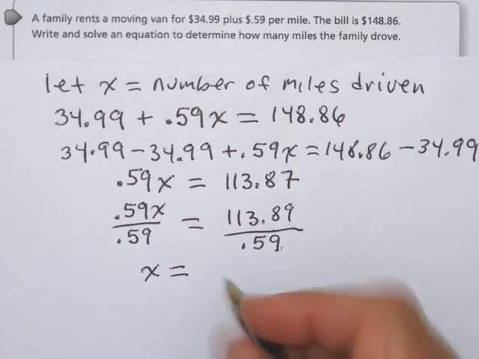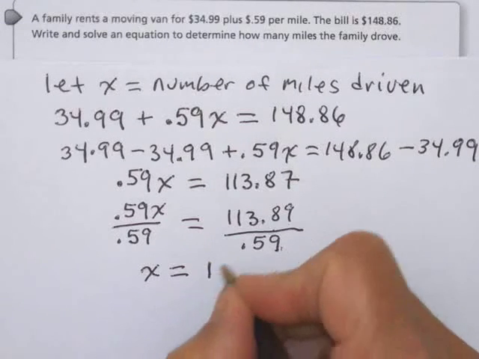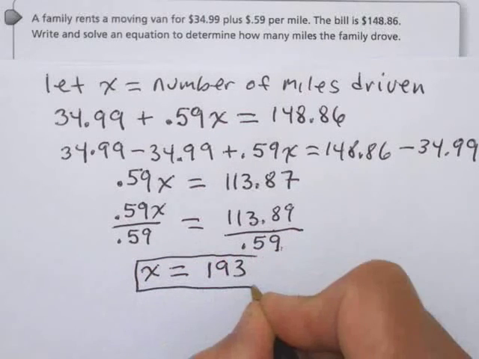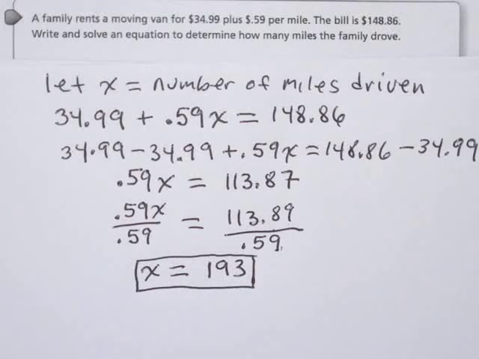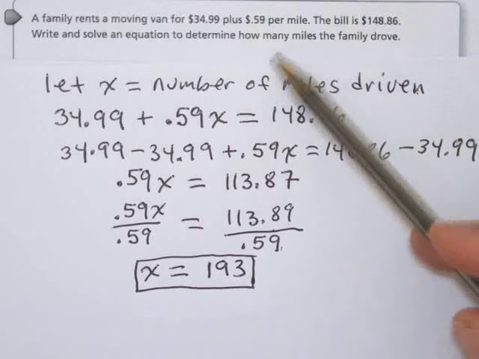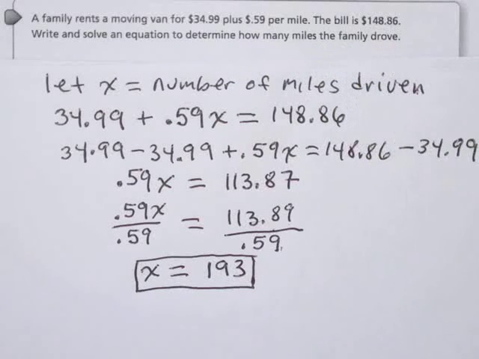And how many is there? If you use a calculator, you'll see that it's 193. Okay. So x equals 193. 193 what? Well, let's go back up here. X equals the number of miles driven. And the question was, how many miles the family drove? That's what we were supposed to determine. And the answer is the family drove 193 miles.